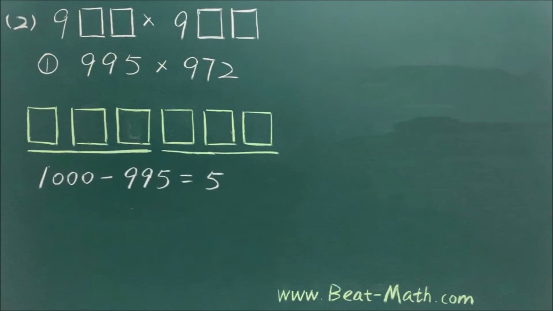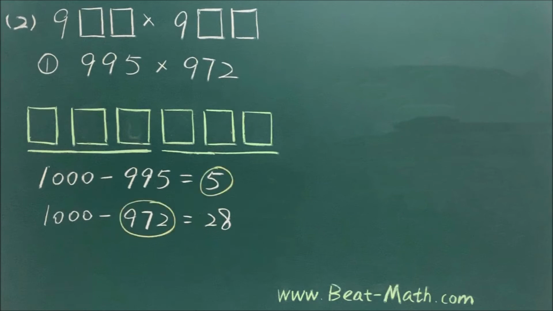1,000 minus 995 equals 5. 1,000 minus 972 equals 28. Now we can use 972 minus 5, which is 967. 967 is the first 3 digits of the answer. Then we calculate the product of 28 and 5, which is 140. Put 140 in the second group and we get the answer of 967,140. Let's look at another example.